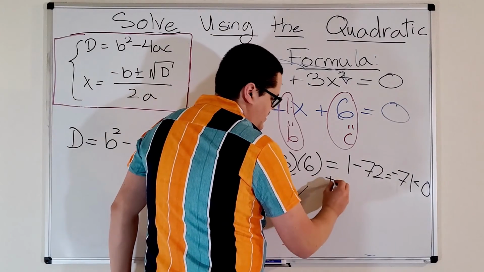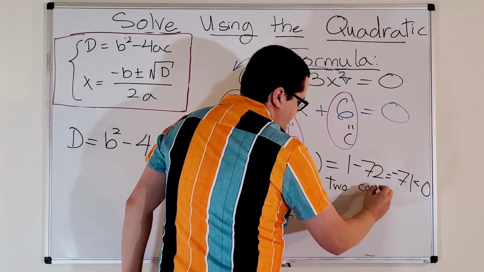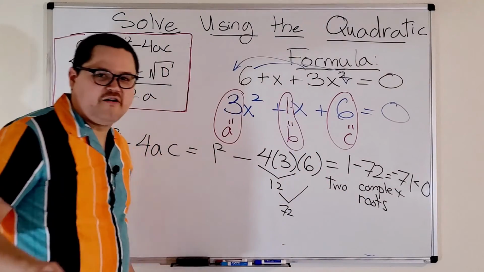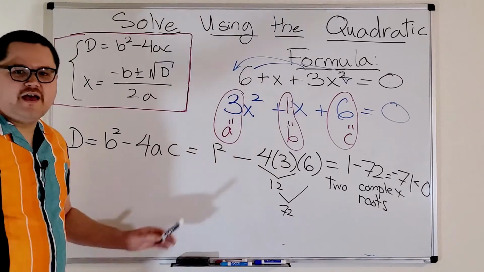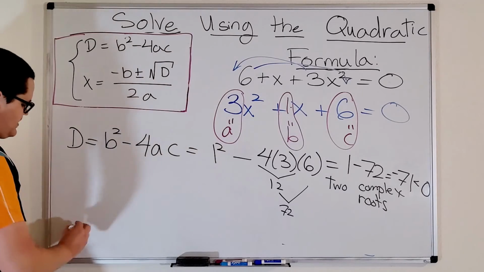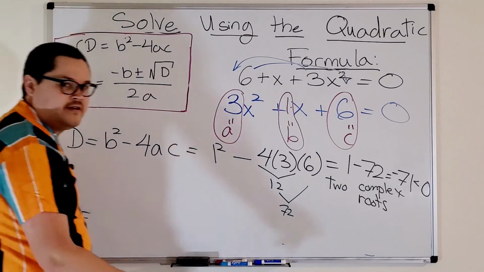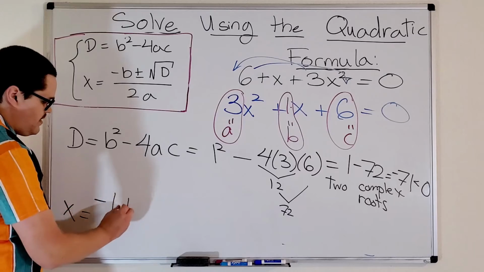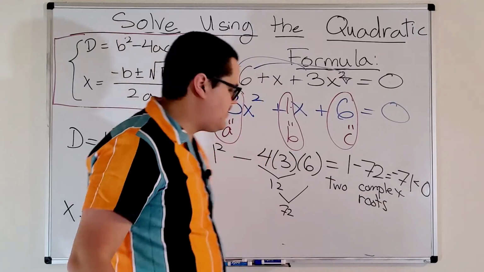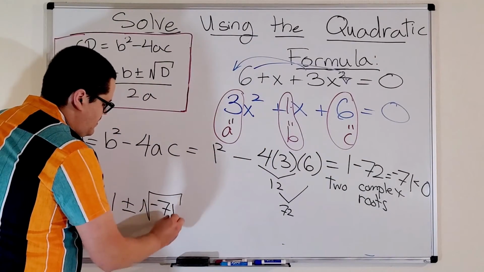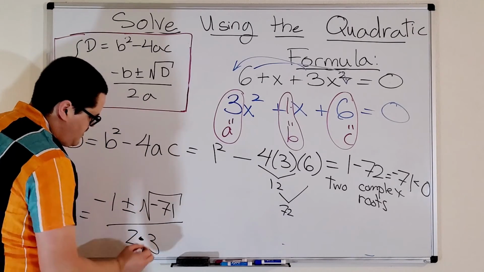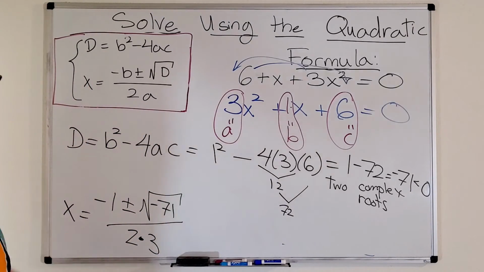Let me write that here. So something involving i somewhere. And what are these two roots? Well, we go to the second equation. So x is negative b, so negative 1, plus or minus square root of D, so D was negative 71, all over 2 times a, so 2 times 3.